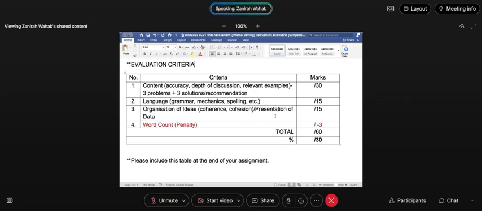And of course, I'm going to penalize you for your word count, but literally, this is how your paper is going to be evaluated.